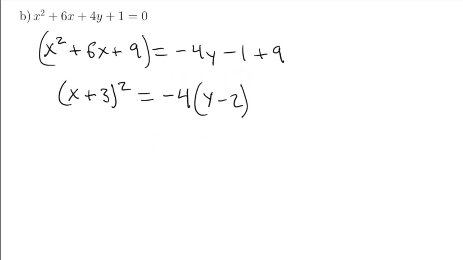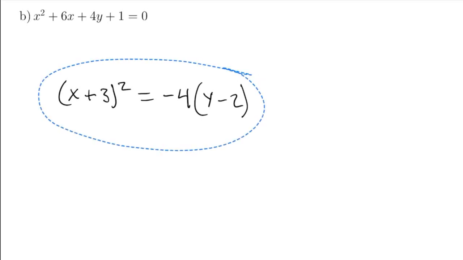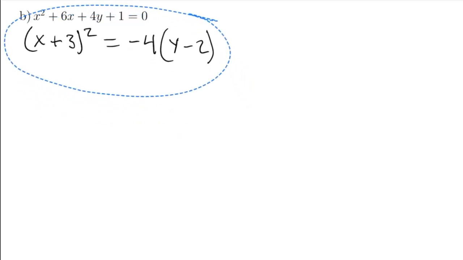And now we have the equation in the form that we want it to be in, where we can start identifying which direction this parabola opens, the vertex, and all that stuff. So hopefully that process makes sense. It's completing the square. I'm going to move this up here and let's start working with this.